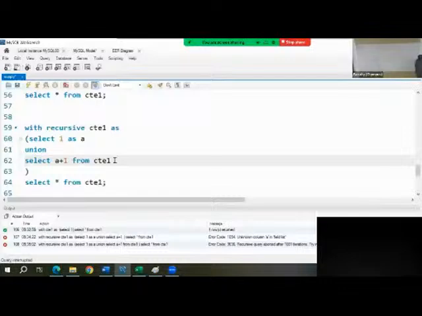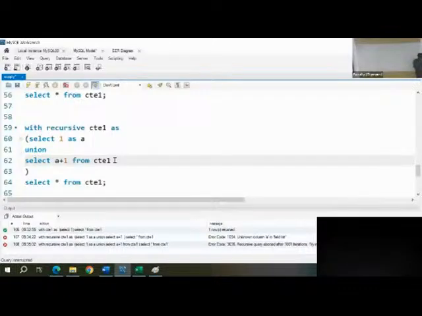What I'm adding to this A, currently A is 1, right? I am adding 1 to it. Inside the CTE itself, I am calling the CTE. Can you notice that pattern? This entire thing is the CTE, but inside the CTE itself, I'm calling the CTE. I'm selecting 1, so it starts at 1, then I'm unioning, and then I'm adding 1. Currently, A's value is what?